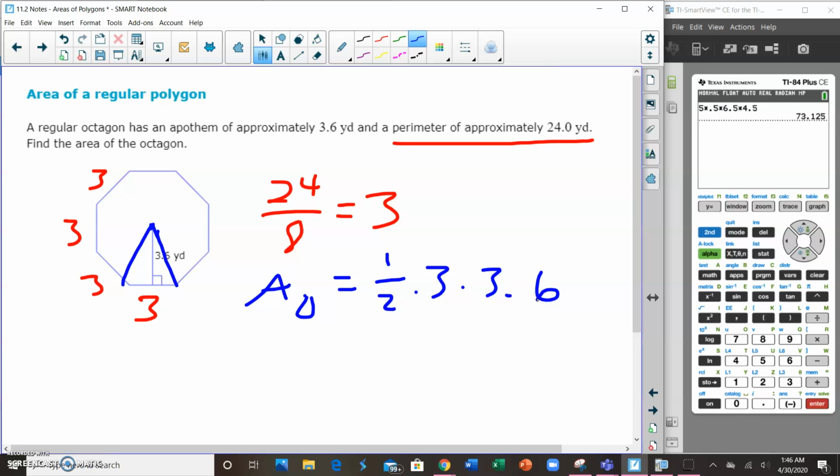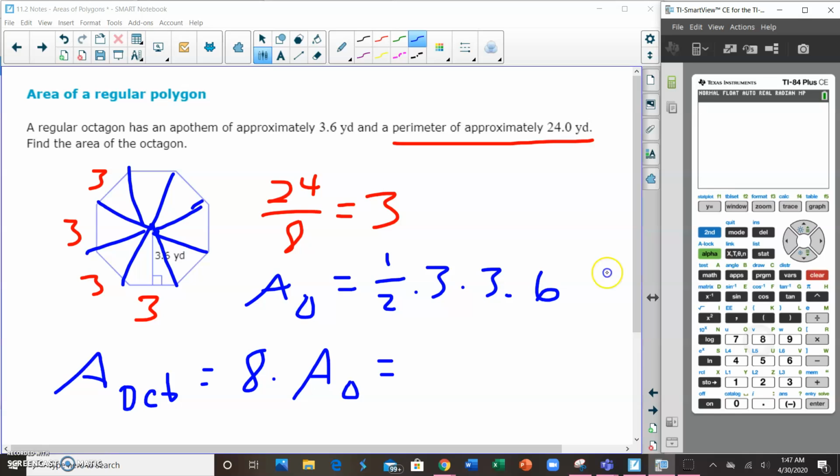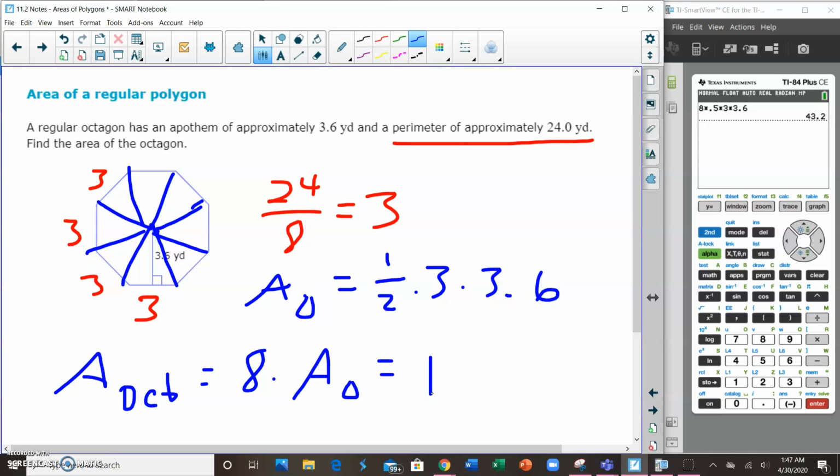Okay, so how many triangles do I have in here? Well, it's an octagon. I'm going to have 8. So now I can say, okay, well, the area of the octagon is going to be 8 times the area of that triangle. So then in my calculator, I can simply do 8 times 0.5 times 3 times 3.6. And I get an answer of 43.2, and that is yards squared.